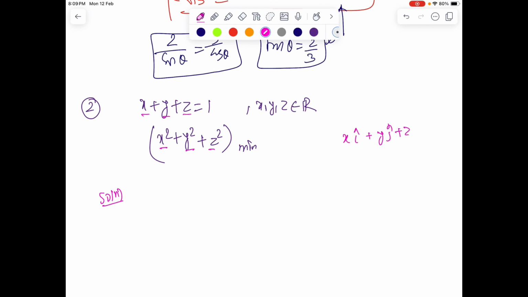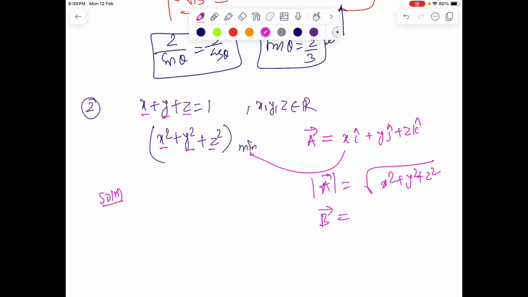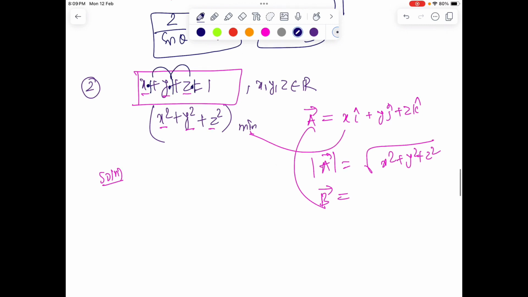Now, how can we use the x, y, z information with x square, y square, z square? Again, it gives a feel that if I think of xi plus yj plus zk as a vector, it has some relation with this because this represents the magnitude of that. So let me call this vector a. So we know mod a squared will be x square plus y square plus z square. Now we want a vector b, which is unknown, such that a dot b becomes the given condition.